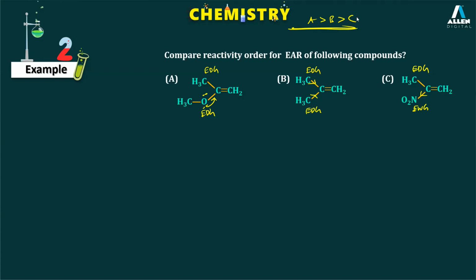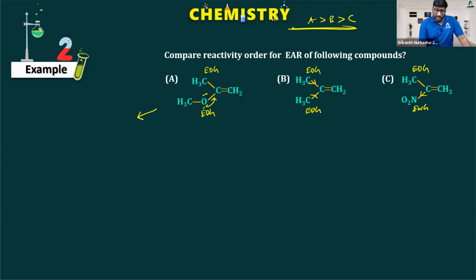Yes, sir. Yes or no? I can say in A both are electron donating groups. In B also both are electron donating groups. But in A, the difference is that the methyl group is electron donating by inductive effect, but OCH3 is electron donating by mesomeric effect. That is one way of saying A has more nucleophilicity in the C double bond C when compared to B. The other way, compare the carbocation stabilities. CH3C plus CH3 OCH3.